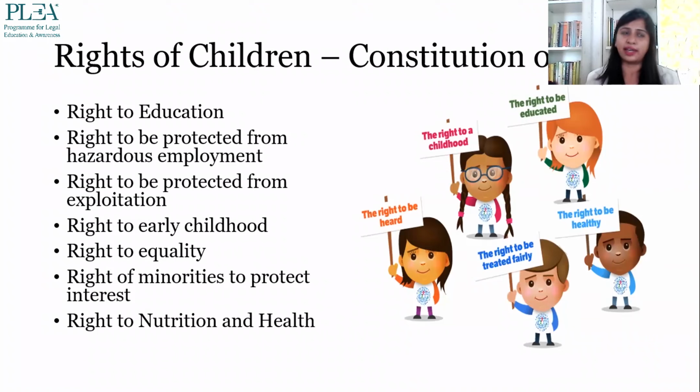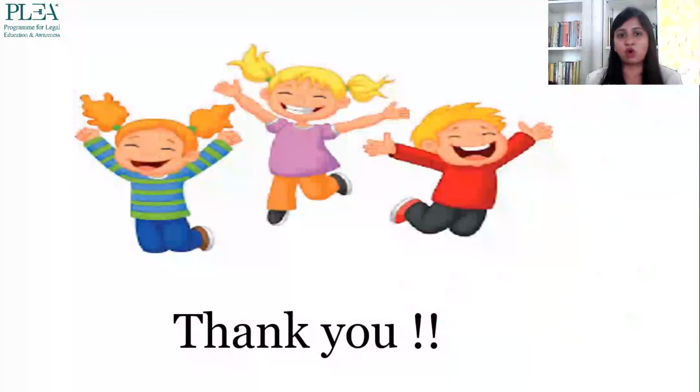Right to nutrition and health, like these vaccination camps that we have from the government, is because they have their right to health, and that's why the government takes care of such vaccination programs, because they want to take care of our children. So these are the rights of the children by and large, and I hope I have covered the Juvenile Justice Act as a whole, only considering the CNCP. We know what the CNCP are, and what kind of orders are passed for CNCP.